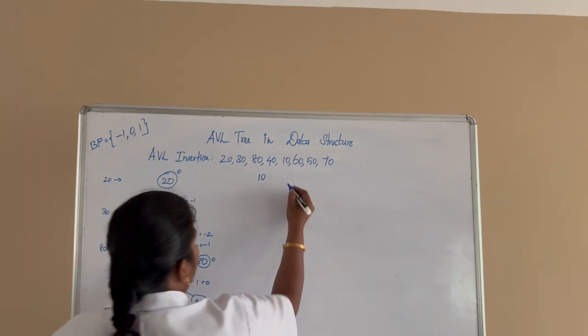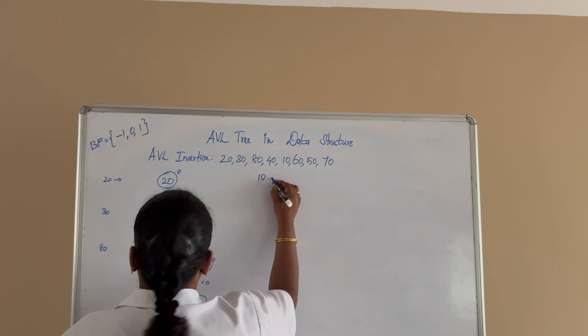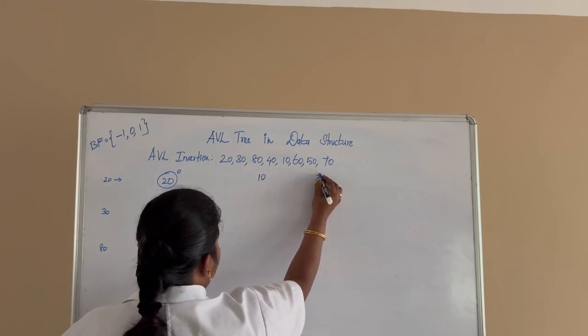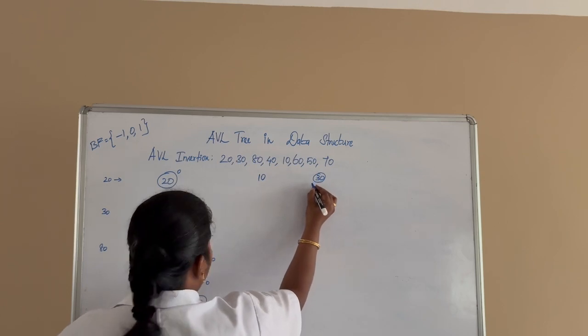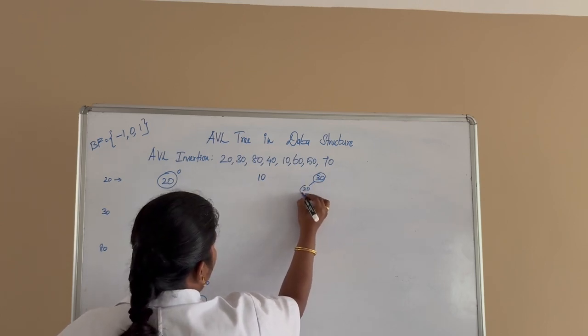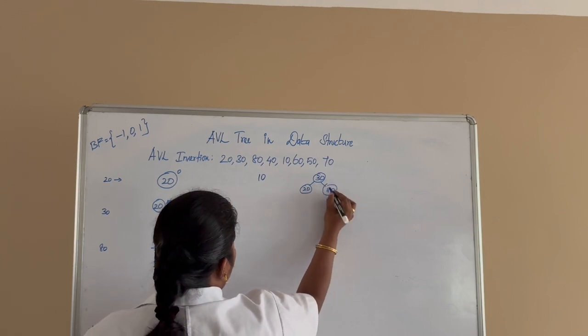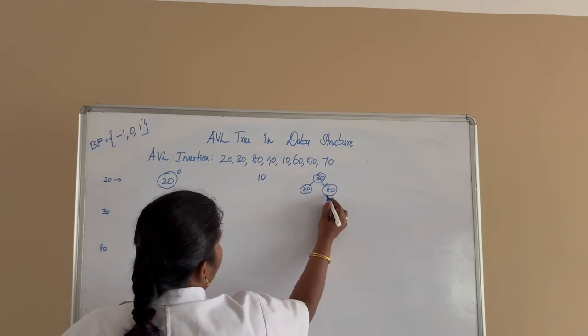So here we will be having the tree as already we have 30, 20, 80 and 40.